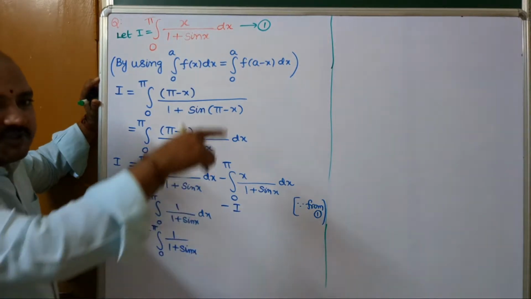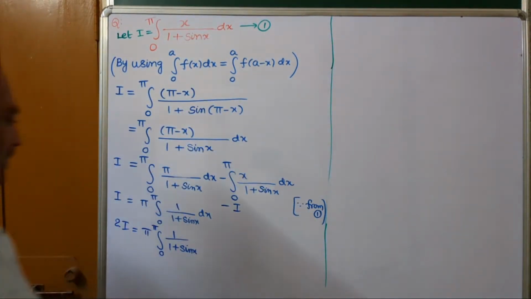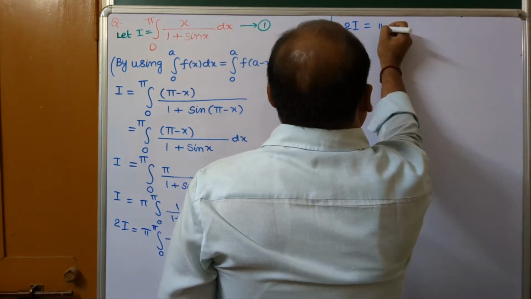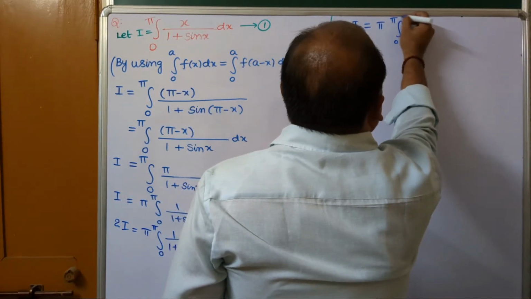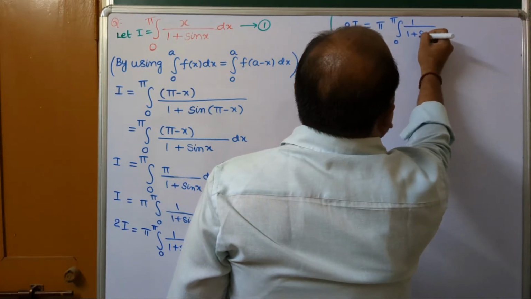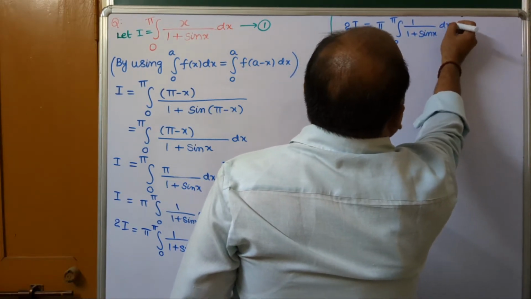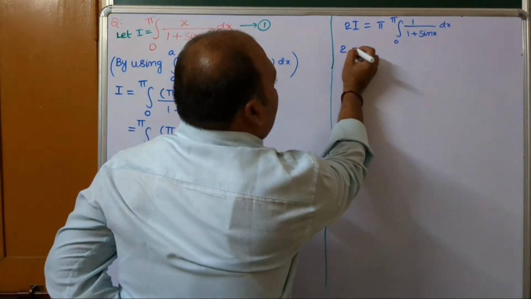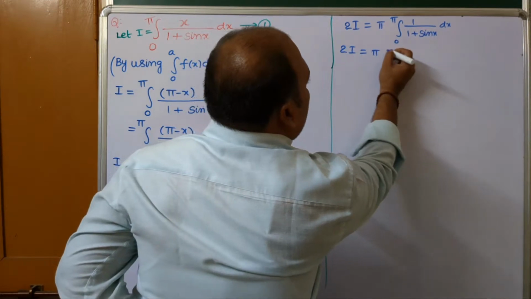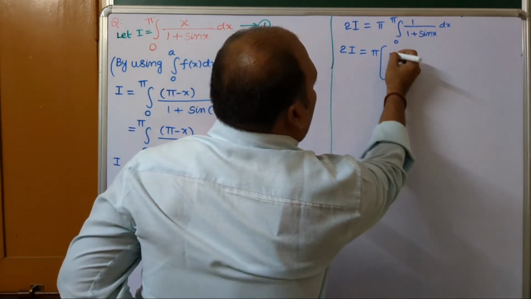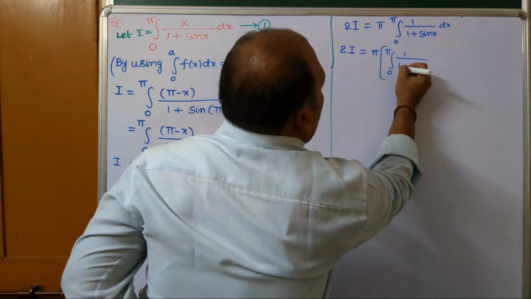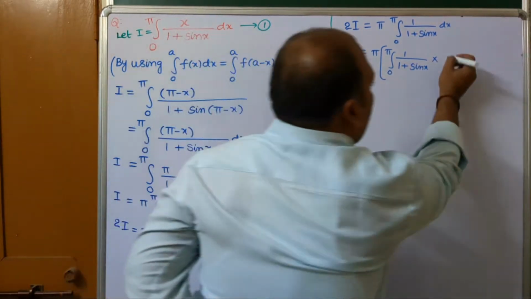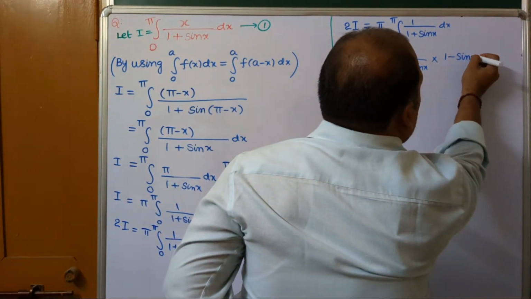After that, whatever procedure we followed here, we can do that. 2I is equal to pi into integral 0 to pi of 1 by 1 plus sin x. So multiplying and dividing by 1 minus sin x, like the previous problem. 2I equals pi into the bracket, integral 0 to pi of 1 by (1 plus sin x) into (1 minus sin x) by (1 minus sin x).